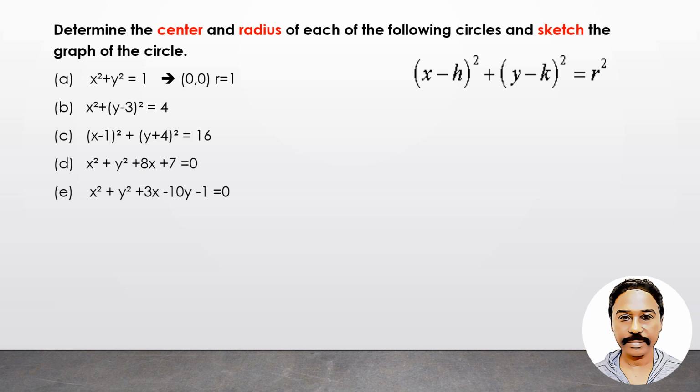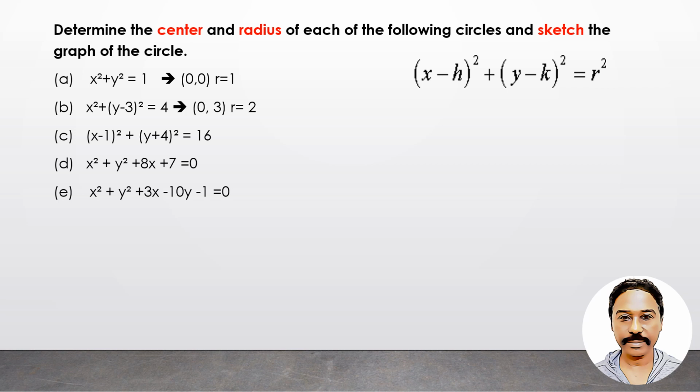For question number B, we have x squared. That means the x coordinate of the center is 0. And we have (y minus 3) all squared, which means the y coordinate of the center is 3, and the radius is equal to the square root of 4. So we got 0 and 3 as the center, and the radius is equal to 2.